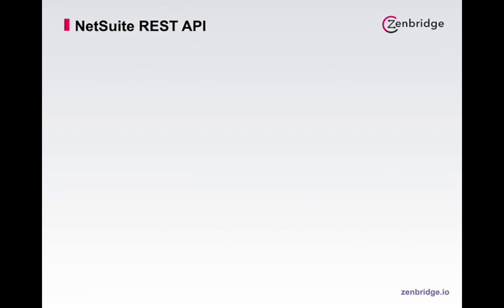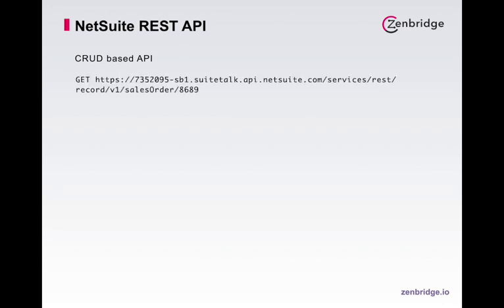Now, we'll go through NetSuite's REST API design on a very high level. First thing is it is a CRUD-based API. Basically, they have API endpoints to create, read, update, and delete records. As an example, we are looking at the API endpoint to fetch a sales order with the number 8689. This is how the API URI looks.